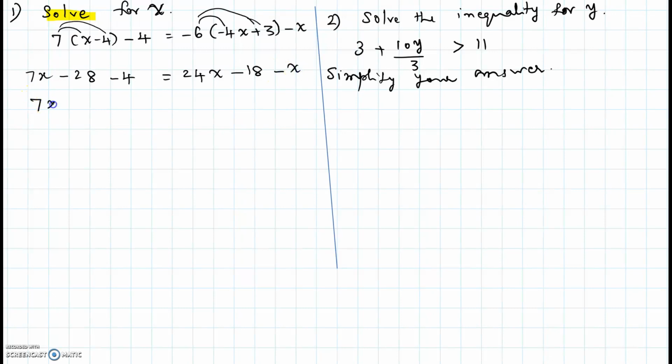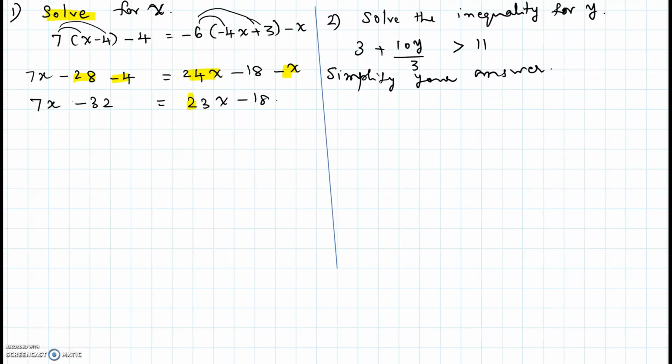Now on the left, it's 7x. Then we'll combine the like terms of these numbers, 7 minus 28 minus 4, that will be negative 32, equal to here, if you combine the x terms, 24x minus x, that will be a 23x minus 18.